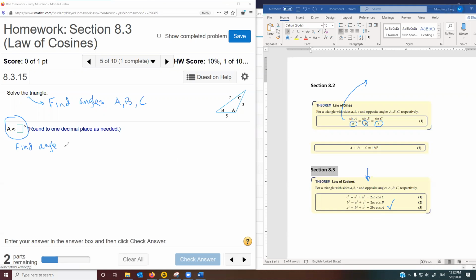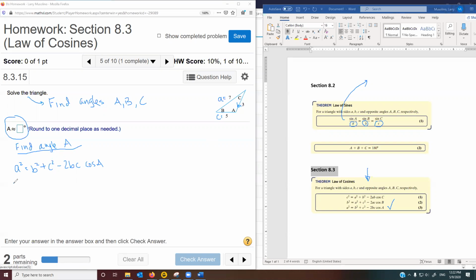So I'm going to use the third equation that says A squared is equal to B squared plus C squared minus 2BC cosine A. All right, let me plug in, because I know all 3 sides. Let me just label this. Side A is 7, side B is 3, and side C is 5. Okay, so let's plug it in.